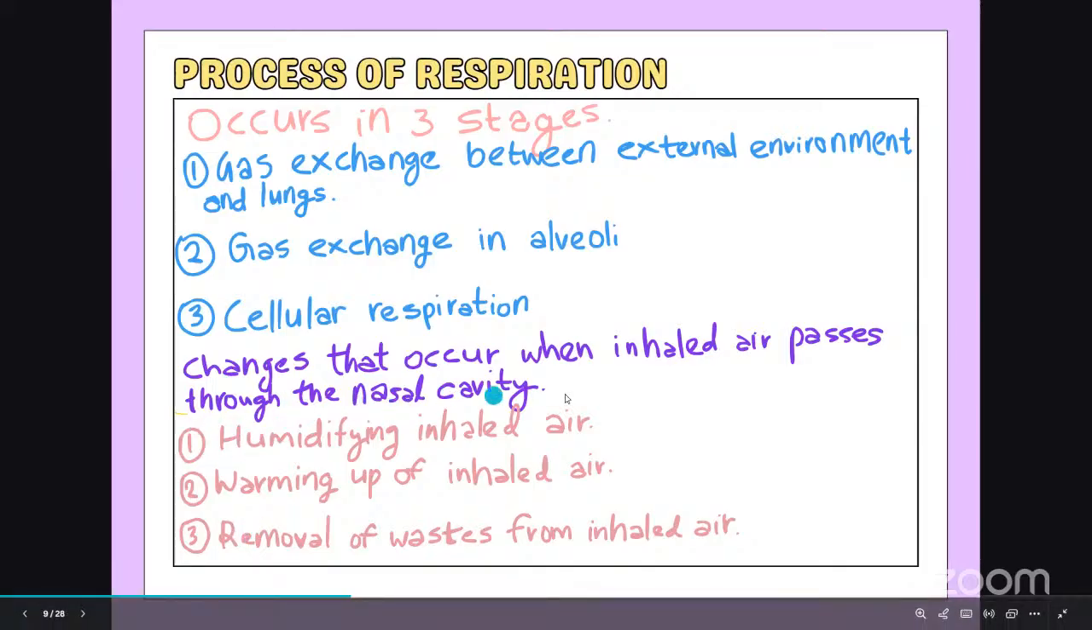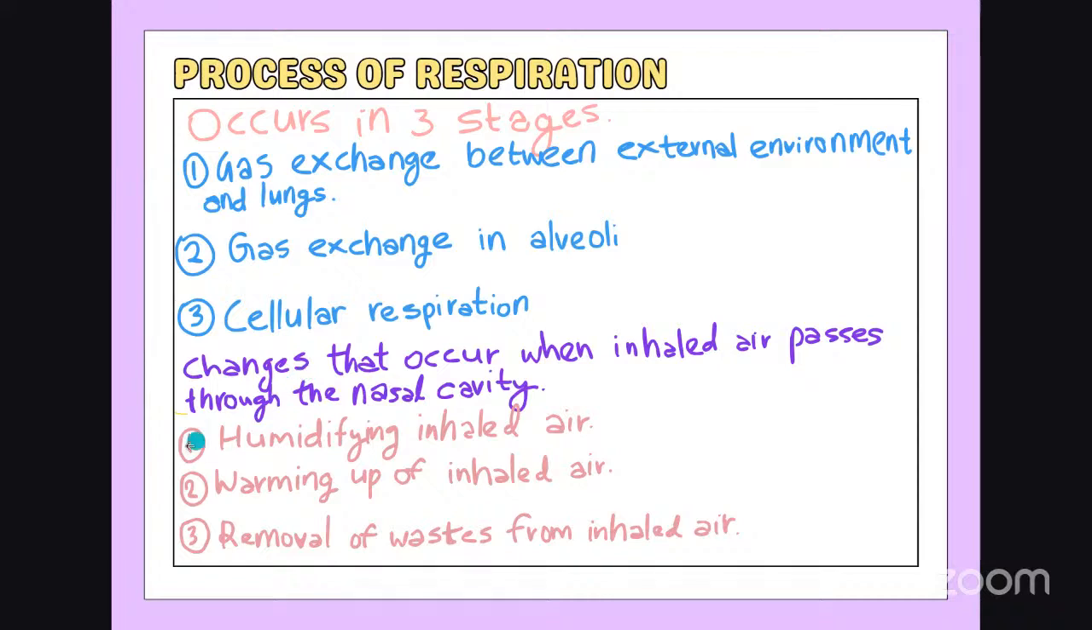That means a lot of moisture is going to be added to the air, and then the air is going to become warm, because the average body temperature of a human is 36 to 38, approximately 37 degrees Celsius, right? So if the external temperature is 25, when it goes inside, it's going to increase. Therefore, warming up of inhaled air takes place, and finally, removal of waste from inhaled air.